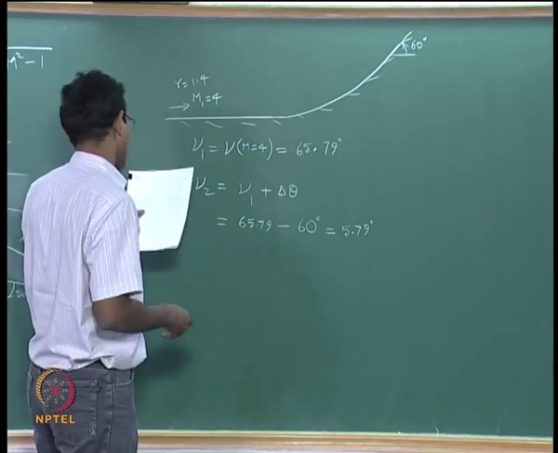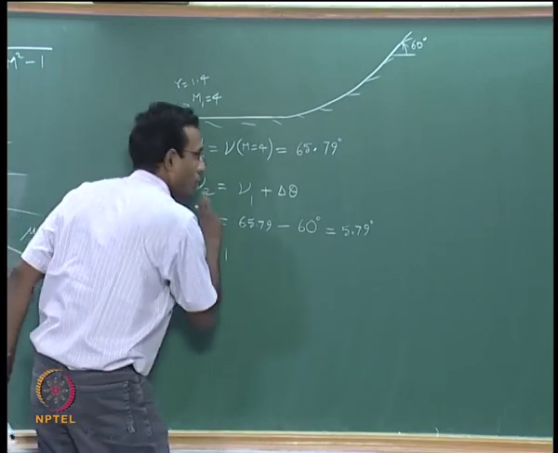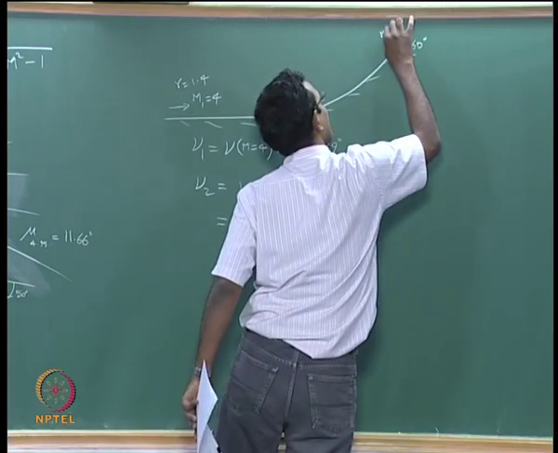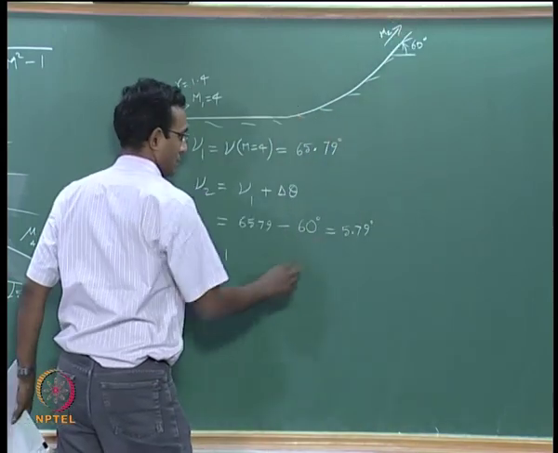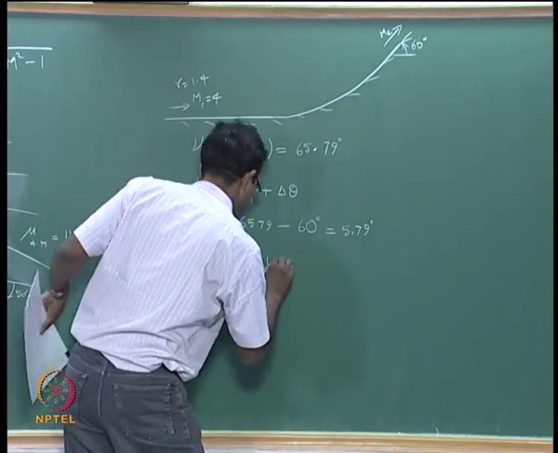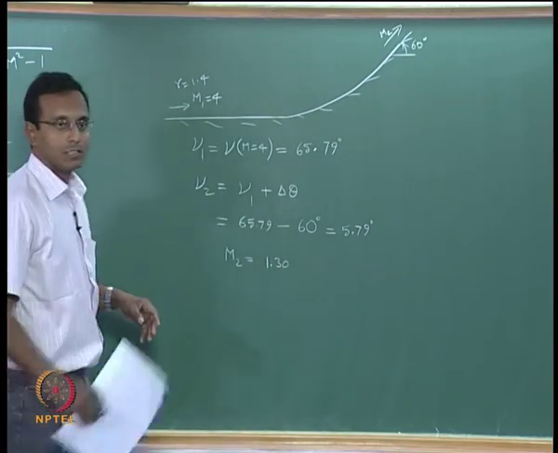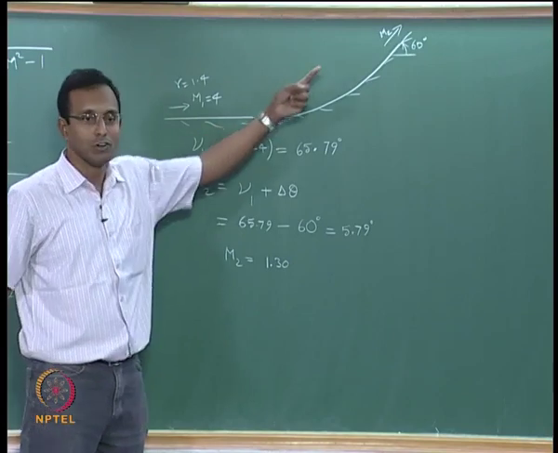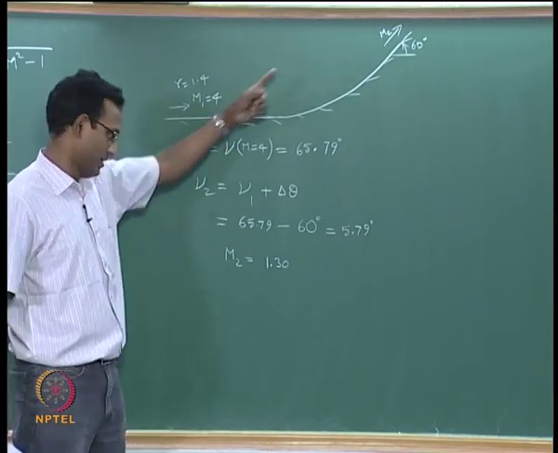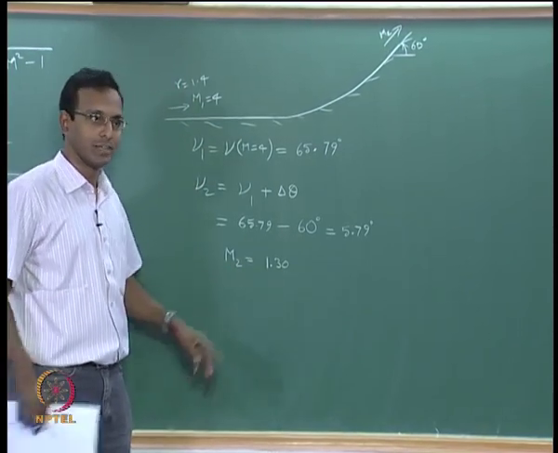Now if I go back and look at my table, such that nu of that particular M2, let us call this my M2, nu of that M2 happens to be 5.79, that M2 value will be 1.3 Mach number. So essentially if there is a smooth compression of my flow from Mach 4 up to 60 degrees, then I will end up with a flow of 1.3 Mach number. This is what I am saying.